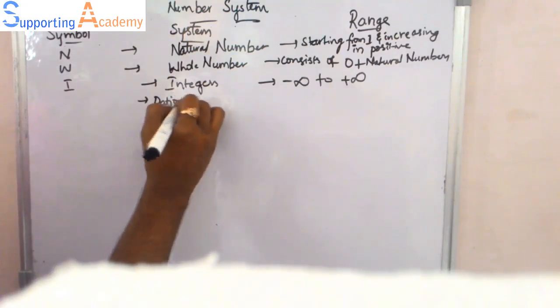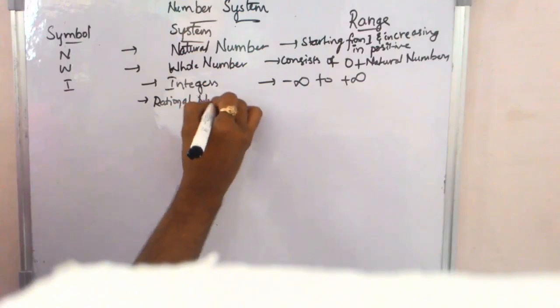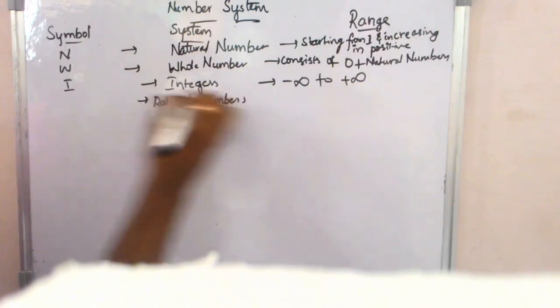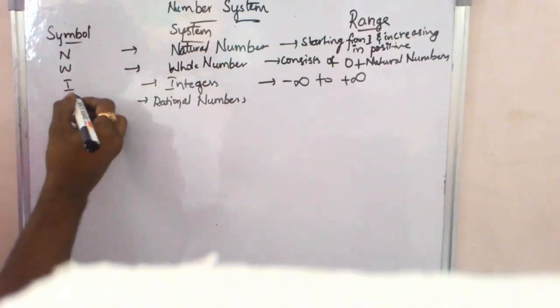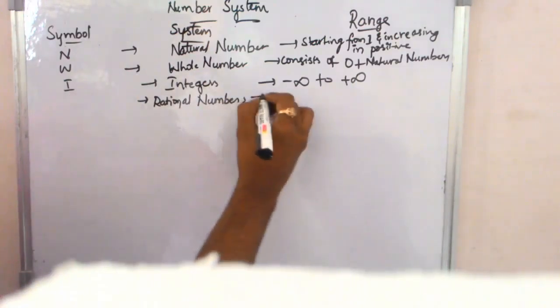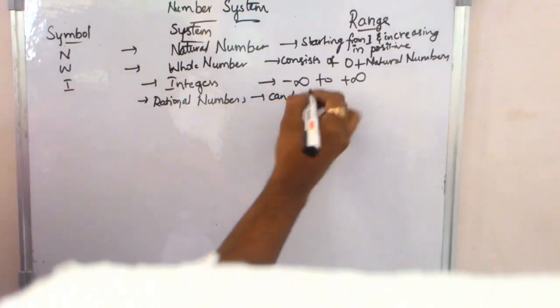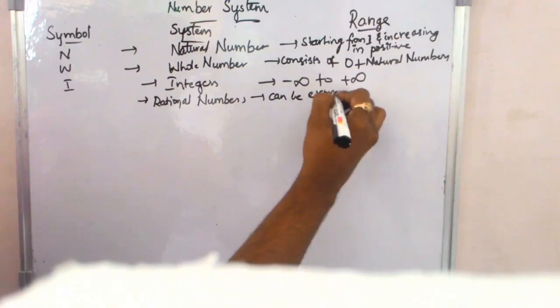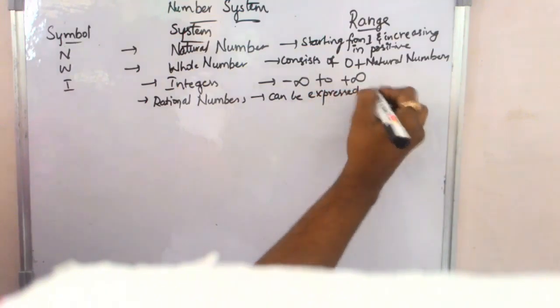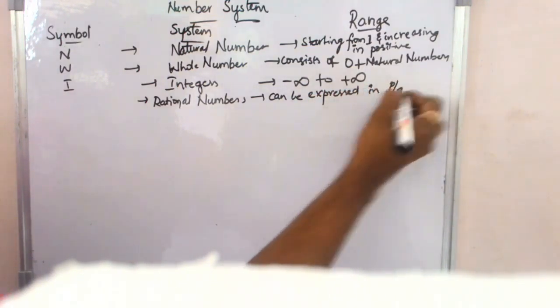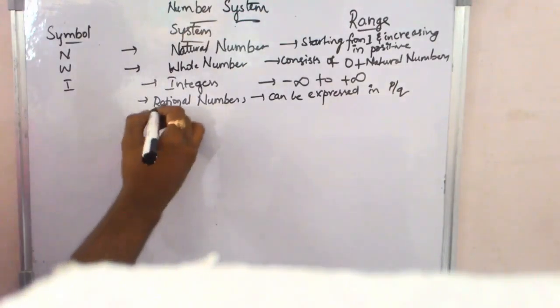Rational numbers are represented by Q. And after it is the irrational numbers. Irrational numbers are represented by Q bar. Remember this point: rational numbers and irrational numbers both combine to form real numbers. That's what you can see there.